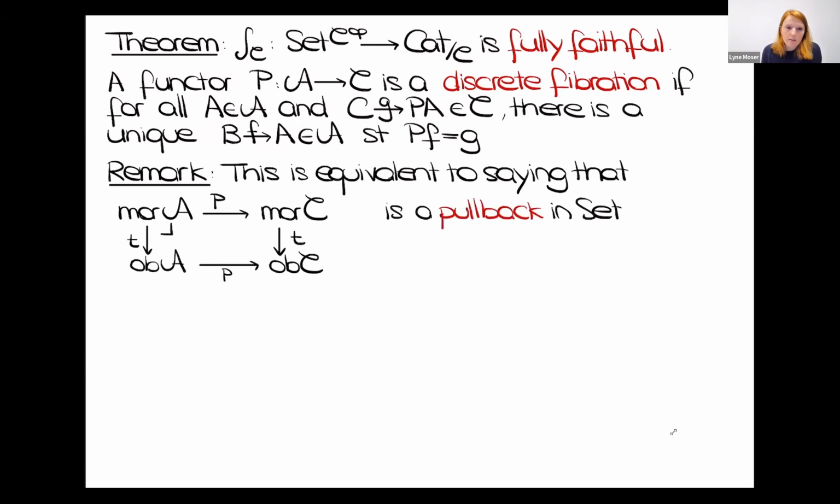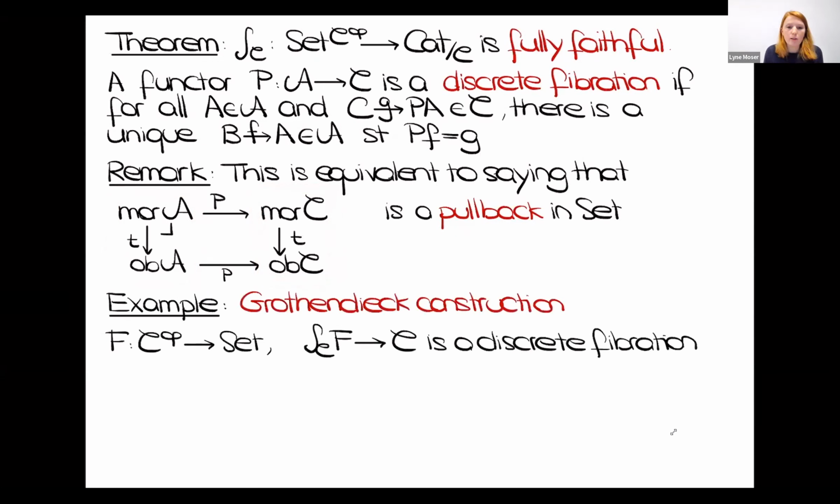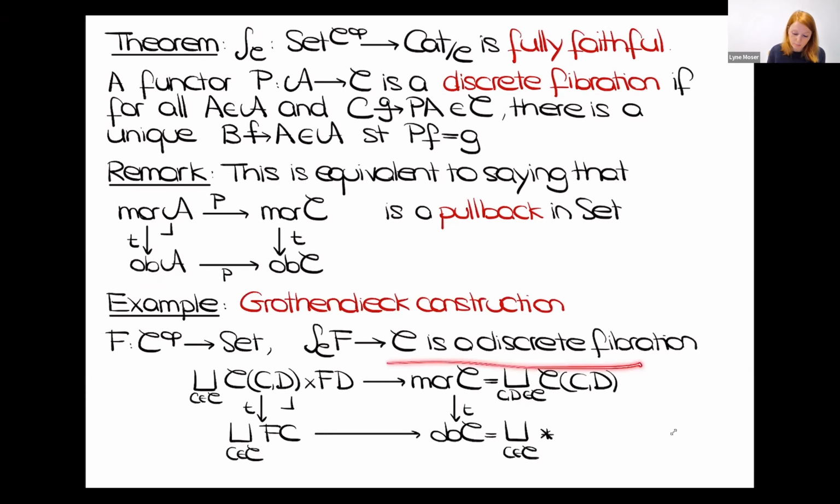And another way of seeing these discrete fibrations is by instead looking at the following pullback. We say that it's a discrete fibration if and only if the target map from the morphisms to the objects of A is the pullback along P of the target map from the morphisms to the objects of C. So for example, the Grothendieck construction is a discrete fibration. And this is what we were hoping for because we want to identify the image of this functor. If you want to see this, you can simply notice that this is indeed a pullback.